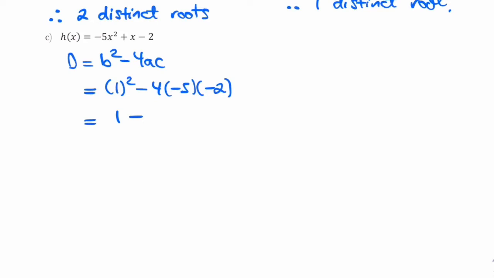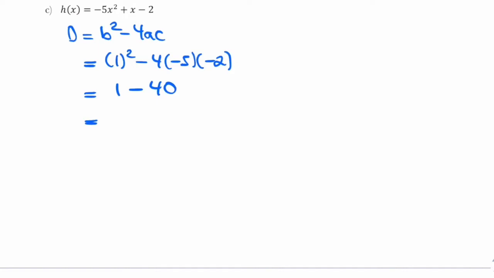So let's see. That's going to be negative 20 times negative 2. That's going to work out to be positive 40. So you're subtracting 40. 1 minus 40 gives you negative 39. And once again, we don't care what the value is, just that it's negative. So therefore, this tells us that there are no roots. And there you have it, 3 examples of using the discriminant.